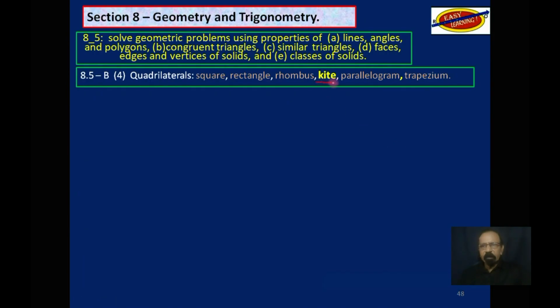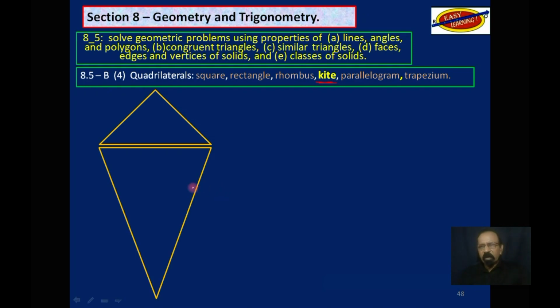Now let's look at the kite. If you take an isosceles triangle like that, and you take another isosceles triangle like that with the base being the same, except that the height will be different, and you join them together. So you get this, and then you remove this part from here. What you have there is a kite.